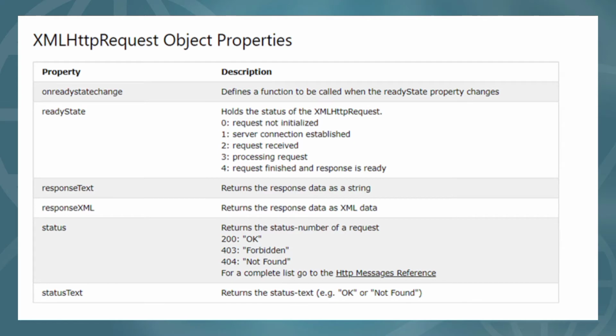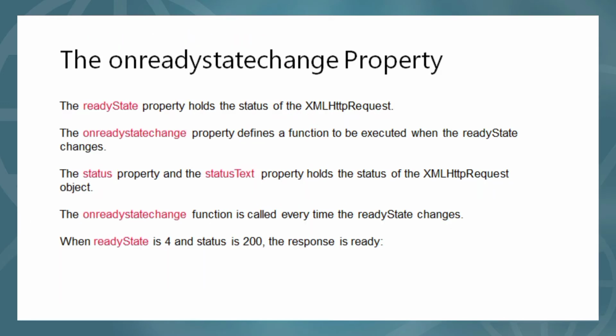The XMLHttpRequest object properties and their descriptions. The onreadystatechange property: the readyState property holds the status of the XMLHttpRequest. The onreadystatechange property defines a function to be executed when the readyState changes.